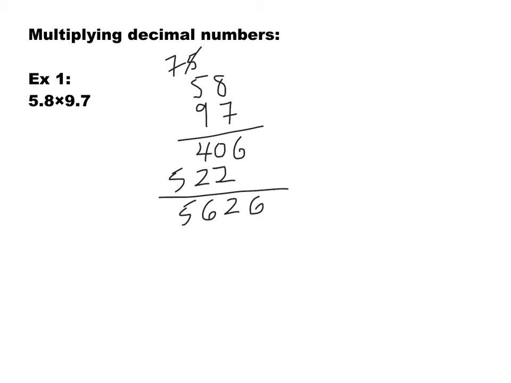Now, I just look at the previous 2 numbers. I can see that the first number, which is 5.8, has 1 digit after the decimal point, which is 8, and the next one, 9.7, also has 1 digit after the decimal point, which is 7. So there are 2 decimal places. So I'm going to place the decimal point 2 digits in, which is right here. So I say that the result of multiplication here is 56.26.